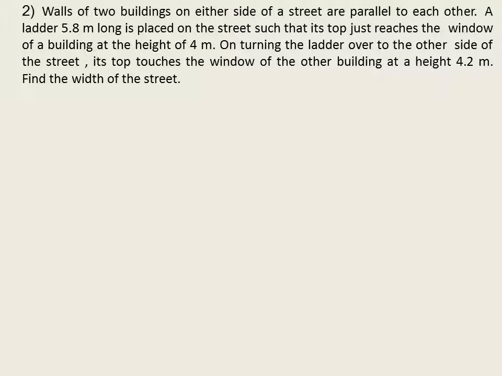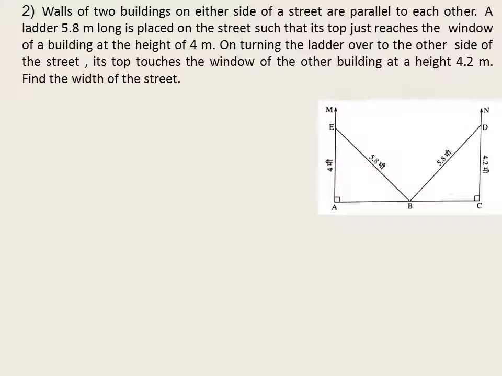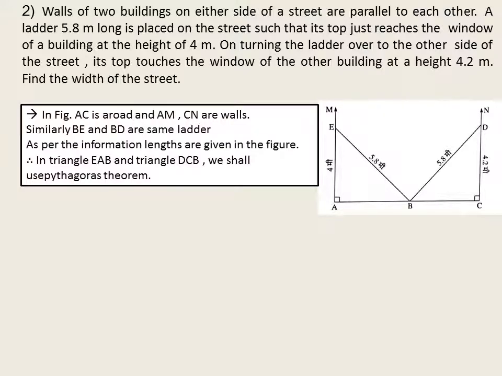Let us draw a figure according to the example. This is the figure. In this figure, we can say AM is first wall, which is of 4 meter long, and CN is second wall, having 4.2 meter long. And BE and BD are ladder of length 5.8 meter. Now, in figure, AC is a road and AM and CN are walls. Similarly, BE and BD are same ladder. As per the information, lengths are given in the figure.